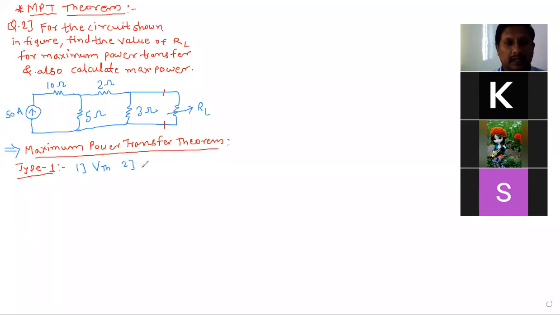Second one, RTH. Third one, Thevenin's equivalent circuit. Fourth one, the value of RL. And fifth one, the value of PL max. So these points we have to find out.